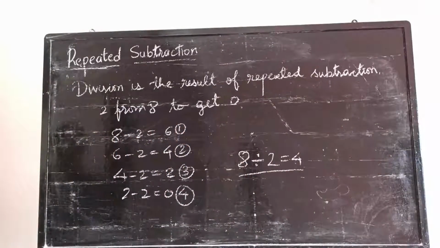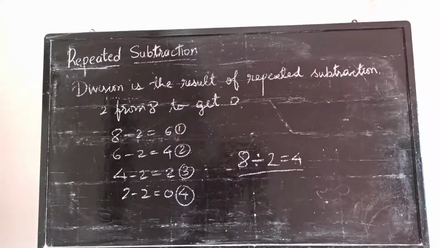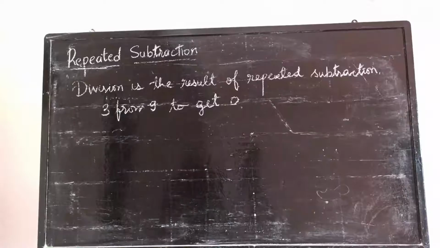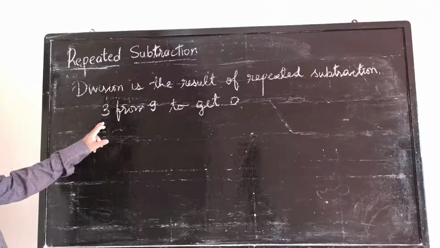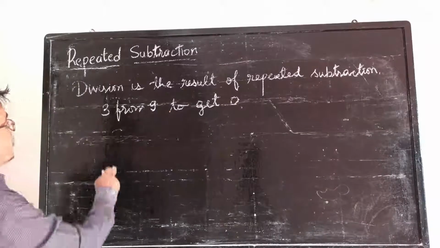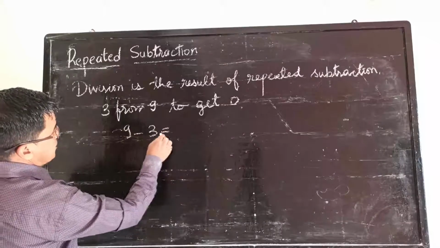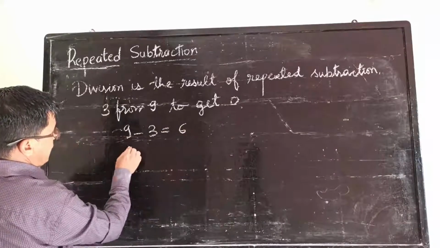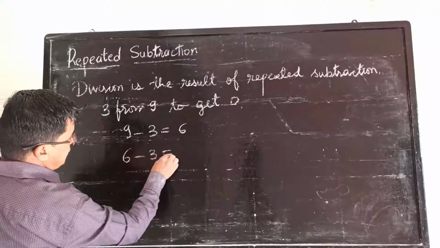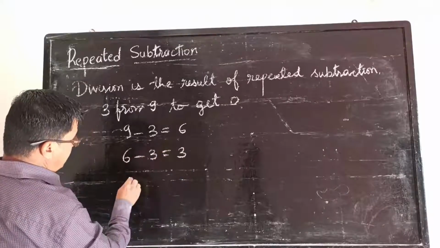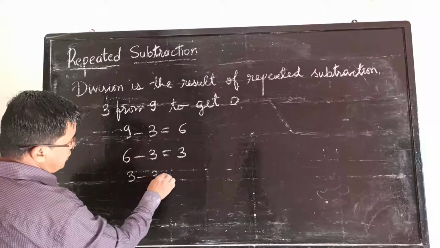Now next example. How many times can we subtract 3 from 9 to get 0? Now 9 minus 3 is equal to 6. Again, 6 minus 3 is 3. 3 minus 3 is equal to 0.